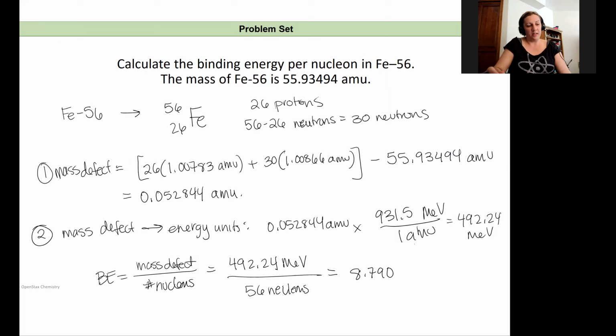But you'll get a little range between this and about 9 mega electron volts per nucleon. And this iron-56 is actually our highest binding energy that we have out of the periodic table. And so this really represents our most stable nucleus that we have.